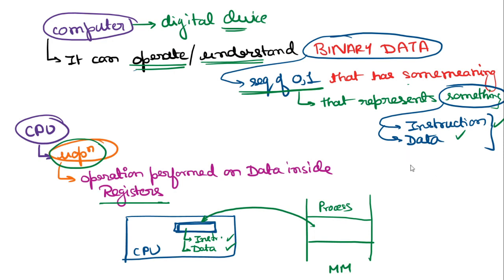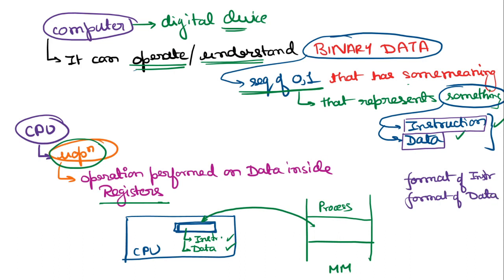So what should be our next discussion? The next discussion should be to know how to define instruction or how to define data. How do we represent instruction and data? So we will be seeing the format of instruction and the format of data. How do we represent any instruction or any data?